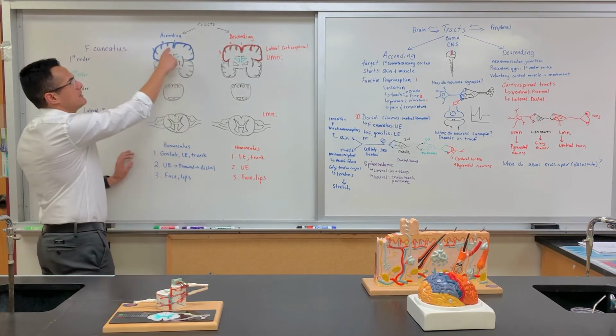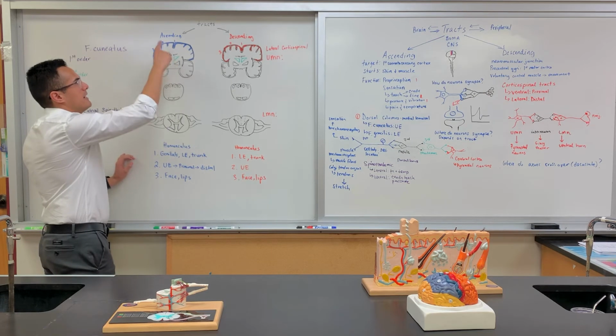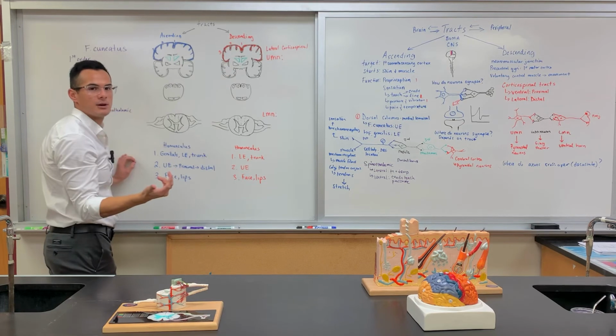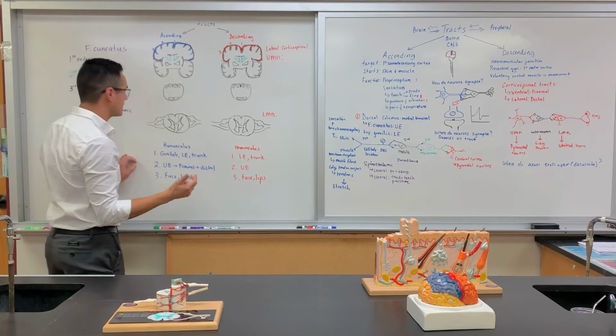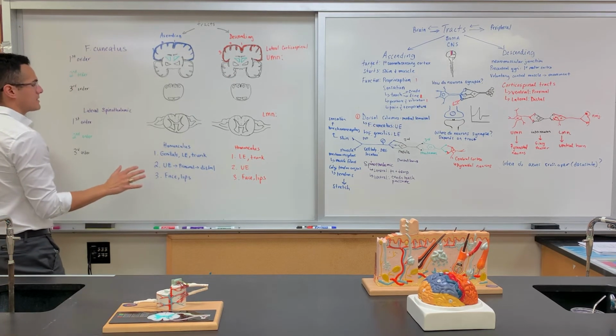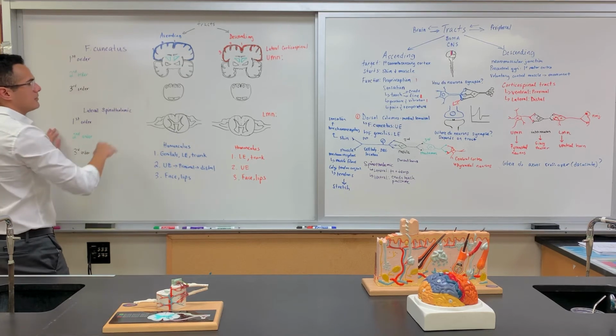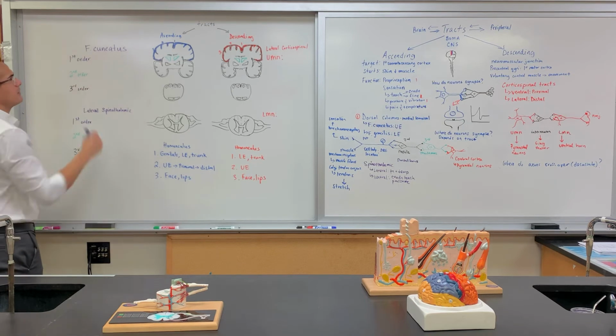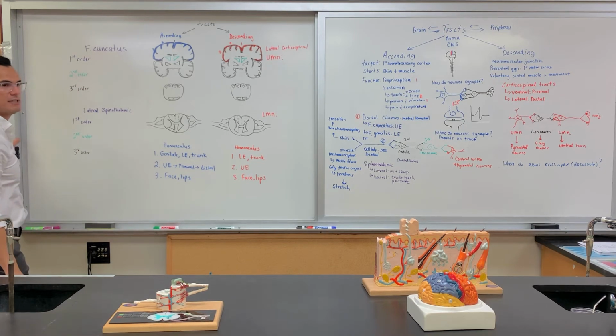But remember, for the ascending tract, this is the postcentral gyrus, and this is the precentral gyrus, where it's going to. Okay, so now we know what we're looking at and everything. Let's follow these tracts. The first one we're going to go over is the fasciculus cuneatus.